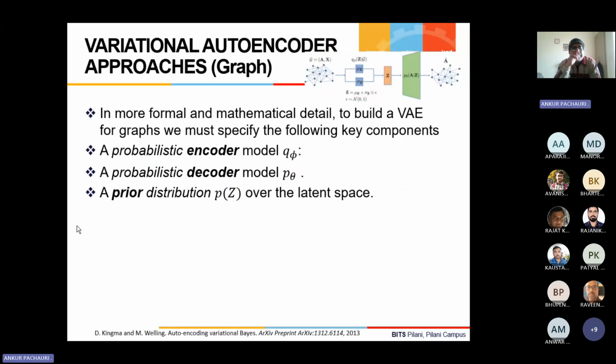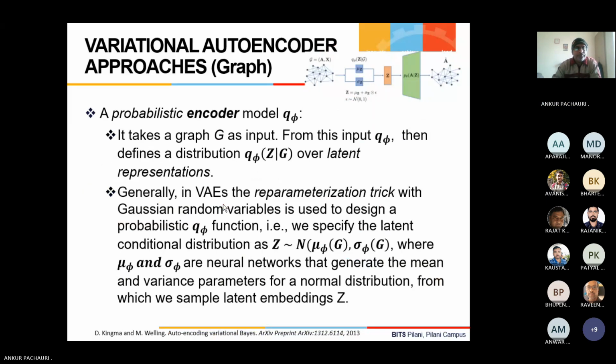So in more formal and mathematical detail, to build a VAE for a graph, we specify the following key components: a probabilistic encoder q phi, a decoder p theta, and a prior distribution p(z) over the latent variable. We look at each one. You can go through the paper, Auto-Encoding Variational Bayes, for more detail.